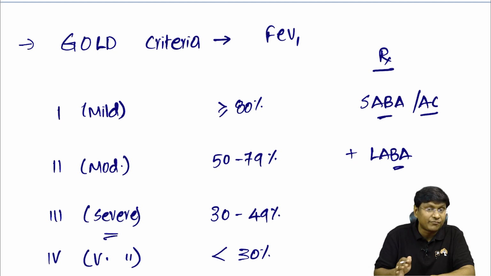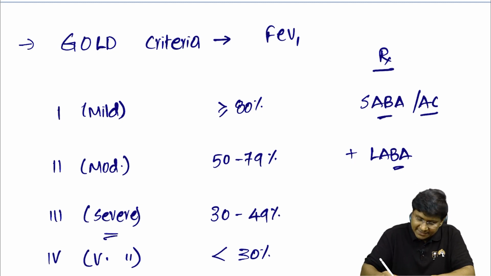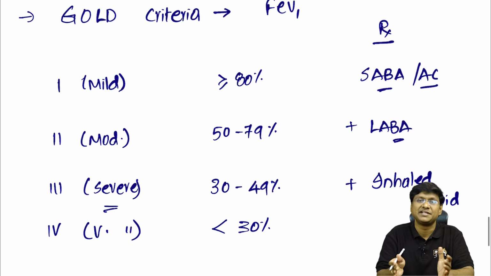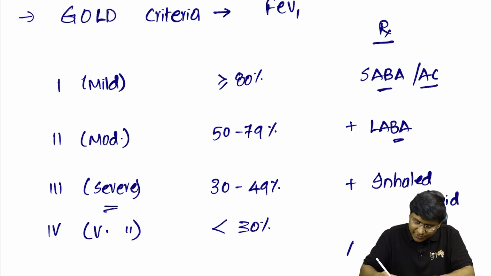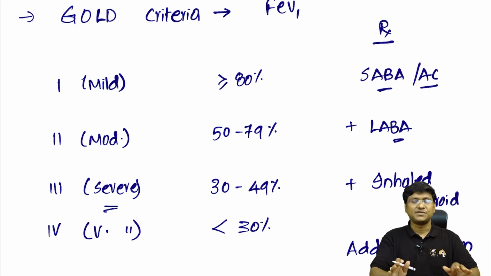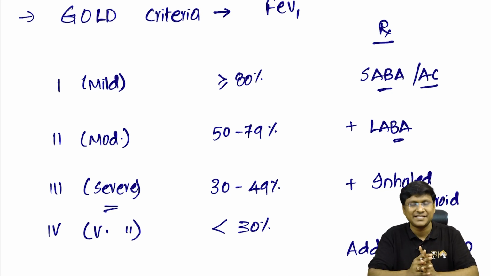Whereas in case of the severe form of COPD, that is the point when you need to add the inhaled corticosteroid. Whereas in case of very severe, where there is presence of hypoxemia, you need to add long-term oxygen therapy. So this is about the treatment of COPD, and this is a quick recap of COPD.